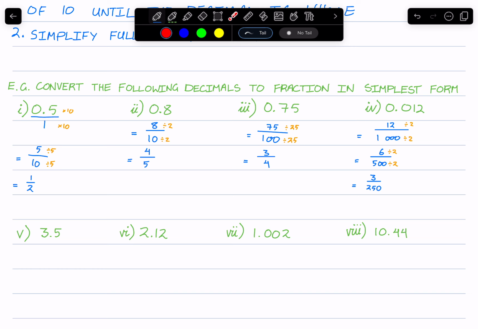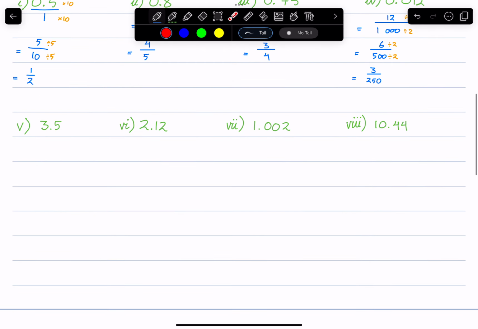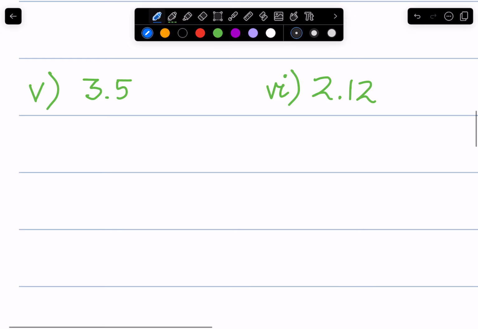Hello class, this is a video tutorial on converting decimals into fractions. In the previous example we saw decimals with no whole number, it's purely decimals. In these sets of examples we will have a whole number with this. So here we go. Let's first go back to the original method for this.